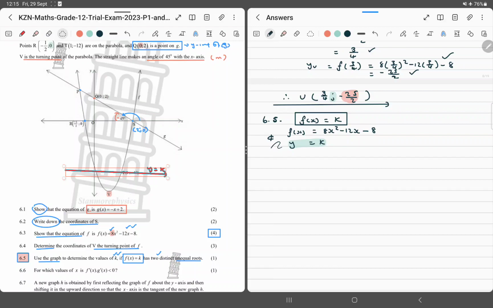So we can say here, for 2 unequal roots, k must be greater than minus 25 over 2. And obviously this is all your thought process, guys. This is not supposed to show up at all. This separation here is not necessary. So this is just your thought process. You can say these are your notes, or this is your thought.